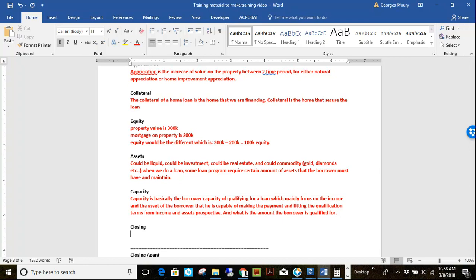Closing, basically closing a transaction. There would be a specific date designated to close the transaction on.